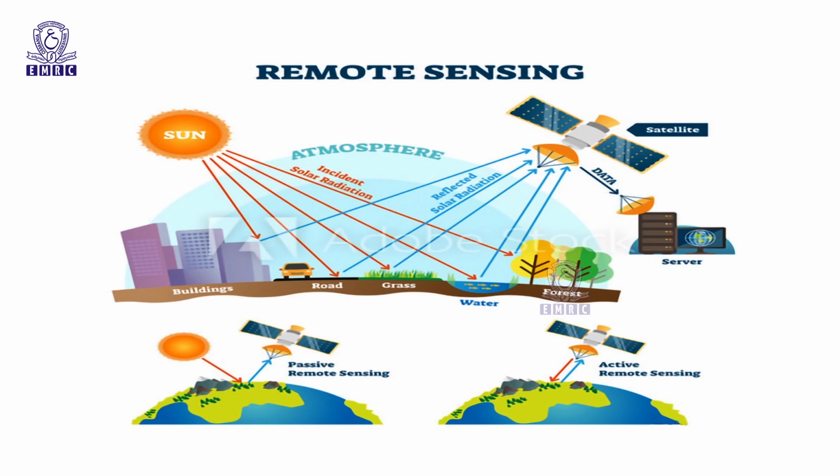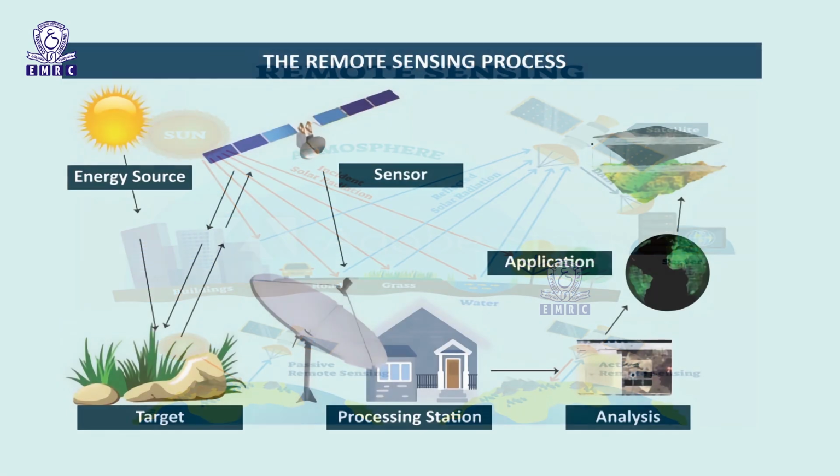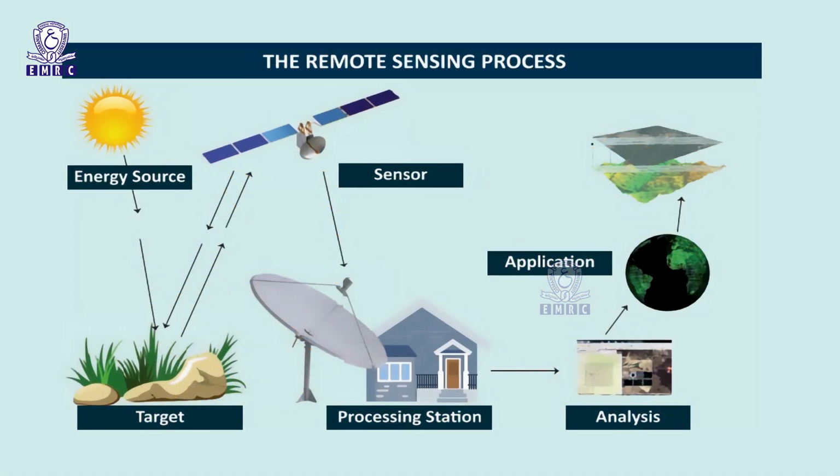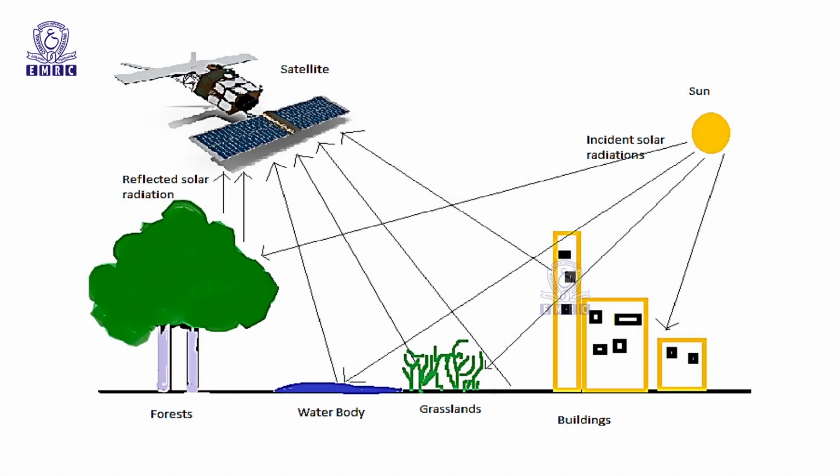Introduction. The first requirement for remote sensing is to have an energy source to illuminate the target, unless the sensed energy is being emitted by the target. This energy is in the form of electromagnetic radiation. All electromagnetic radiation has fundamental properties and behaves in a predictable way according to the basics of wave theory.